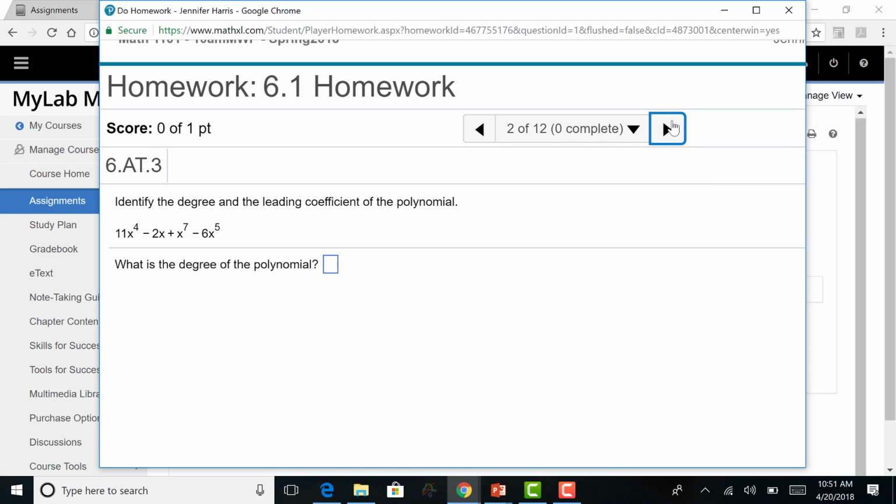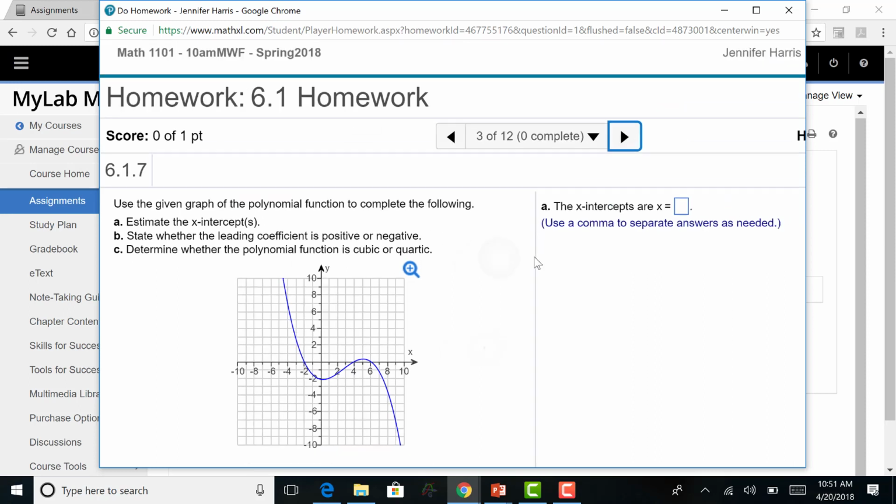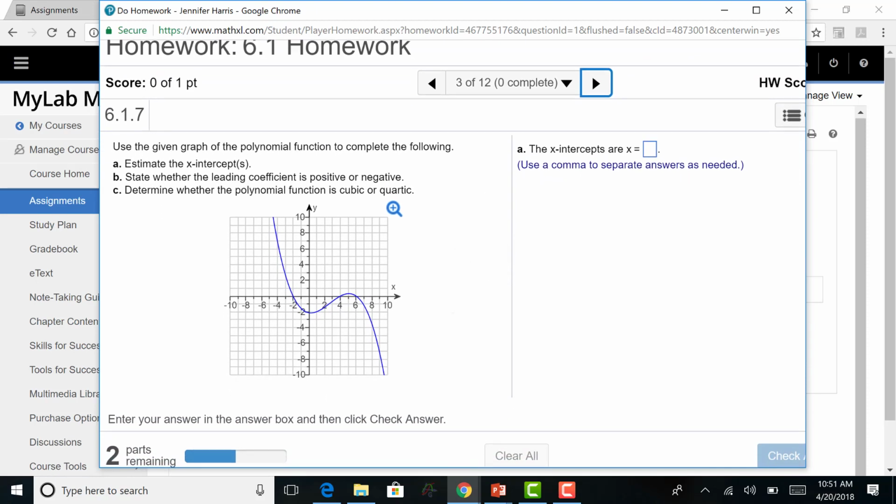Alrighty, so this just gives you an idea of what you should expect. These aren't hard to do. It says estimate the x-intercepts. Use the polynomial. All right, so this is estimate the intercepts. Where does it cross the x-axis? -2, and is that a 4? Right there, 4, and at 6, okay?